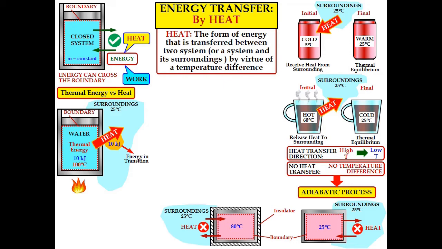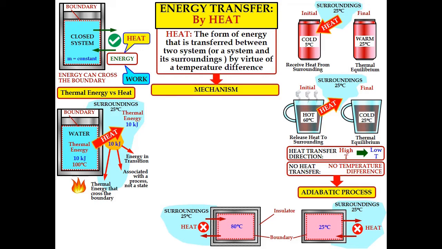So the heat actually is energy in transition, if we compare to the thermal energy, and the heat is associated with the process, not a state. And the heat we consider as the thermal energy that crosses the boundary. So when the thermal energy crosses the boundary, we consider that energy as heat. Okay, and then due to the heat transfer, the surrounding will also receive energy, around 10 kilojoule. So the energy received by the surrounding we consider as thermal energy. So that's the difference between thermal energy and heat.